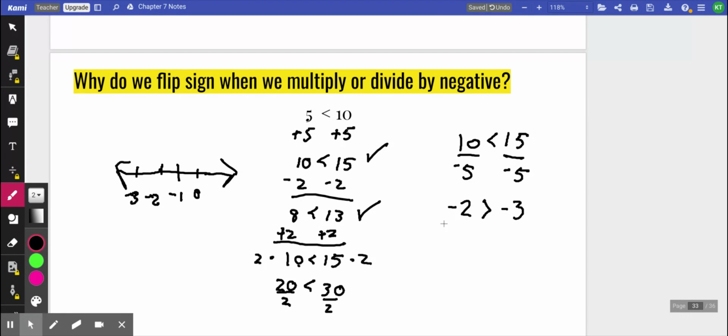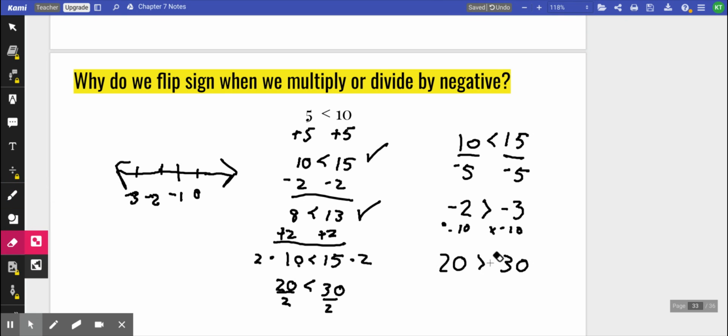And I'll show you a multiplication example. Let's times this by -10. Okay, times by -10. So this would give me +20. This would give me +30. So notice I multiplied by a negative. If I kept the sign the same, this is not true. 20 is not greater than 30. So anytime you multiply or divide by a negative, the sign has to flip.